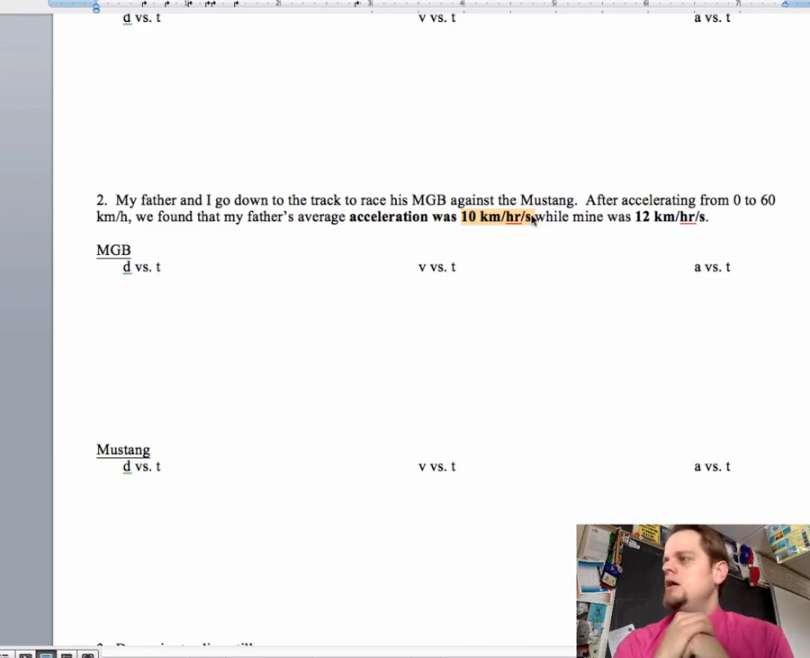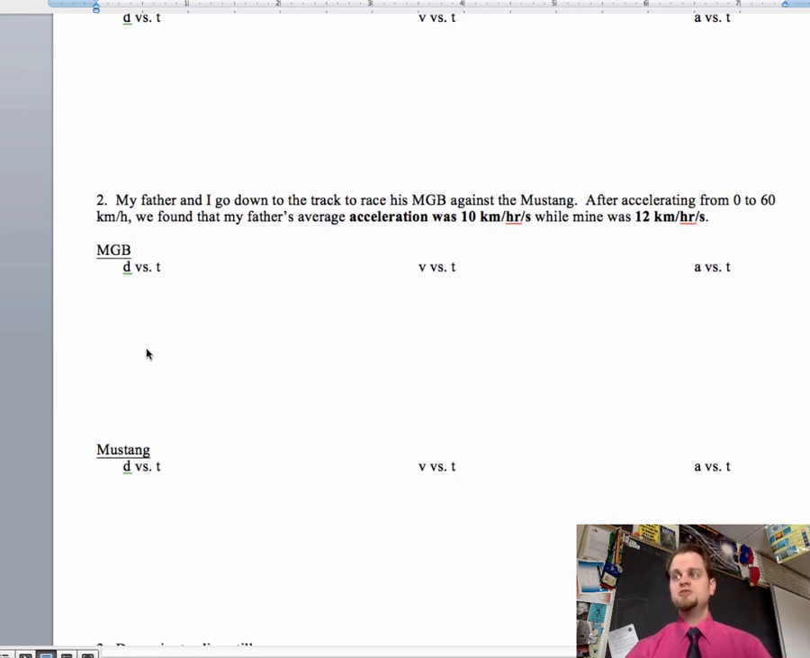Okay. But what about my velocity? Well, the MGB went from 0 to 60. So you have 0 to 60 kilometers per hour on the Y, time on the X. And if it's going up by 10 every second, you would go 0 to 10 to 20 to 30 to 40 to 50 to 60. And so it should be a diagonal line going up by 10 every 1 second you go over.